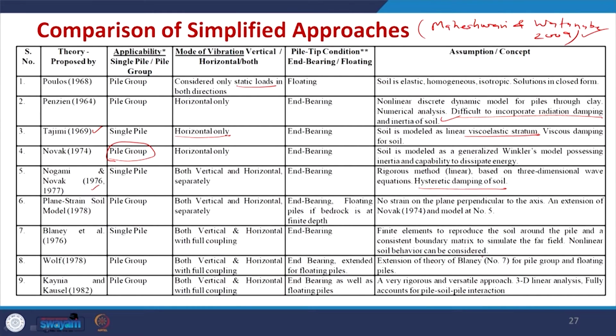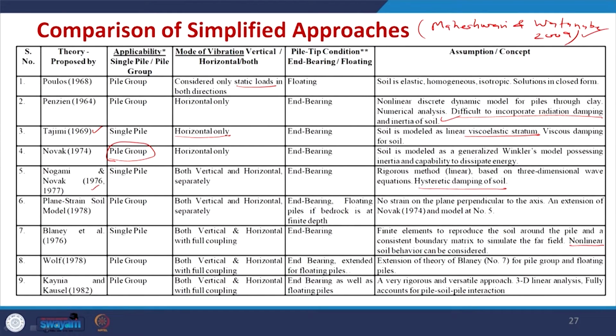Nonlinear soil behavior can be considered. So, Novak's work was on the linear case, then Belne started considering the nonlinearity of the soil. Then Wolf in 1978 is for pile group, both vertical and horizontal, end bearing extended for floating piles. What they have done is that they have considered a soil column below the pile to extend. Extension of theory of Belne for pile group and for floating piles has been done by Wolf.